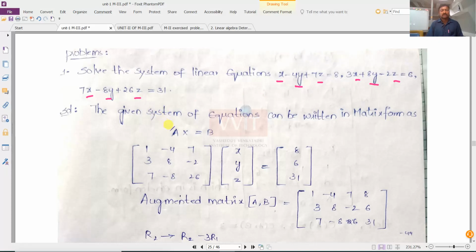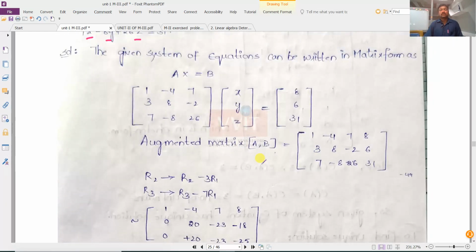Then that is expressed as AX equal to B. Here the coefficients are 1, minus 4, 7, 3, 8, minus 2, 7, minus 8, 26. This is the coefficient matrix A. The variable matrix is our unknown matrix x, y, and z. This x, y, z equals to B. So here the constant matrix is 8, 6, and 31.